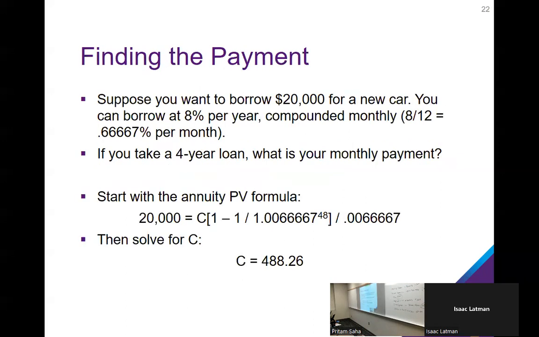Okay. So now we are moving on to how to find payment. If you read this problem, suppose you want to borrow this much today, let's say for a new car. You can borrow at 8% a year, compounded monthly. Compounded monthly, but the rate is given annually. What do you have to do?